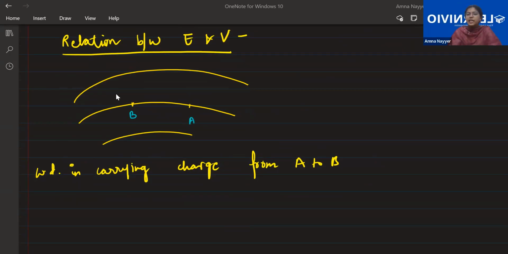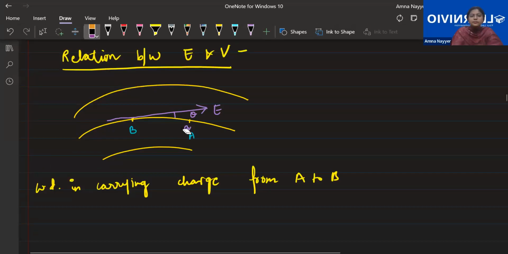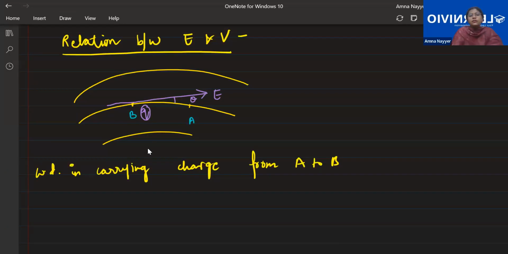See, these are electric field lines, and how do we get the electric field from electric field lines? We drop a tangent, remember? Yes, we drop a tangent, that is theta. So, see, suppose this is the electric field, and we have moved a charge from A to B. Okay, so look, work done in carrying charge from A to B.